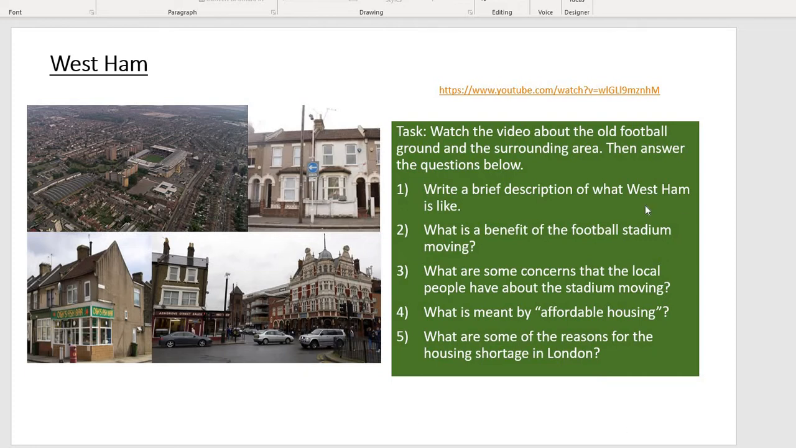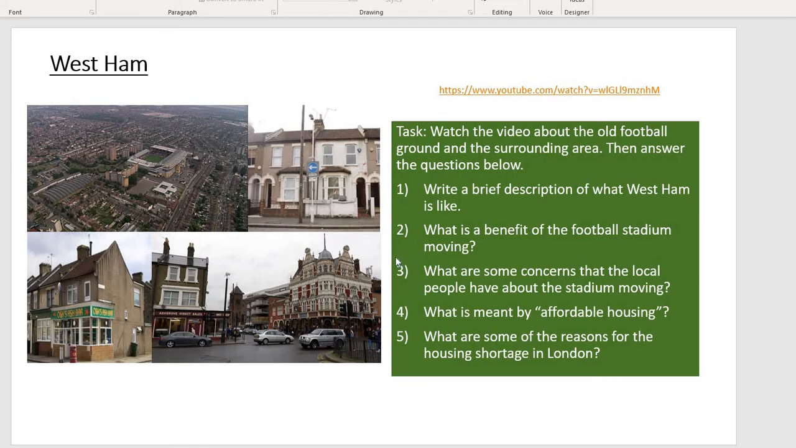So for question 2, one of the men that they were interviewing said that he thought it would be better with the football stadium moving because it would reduce the congestion and it would reduce how busy it was in the local area. And certainly if any of you live near a football stadium or you go to see the football regularly, you'll know that it gets really, really crowded on the streets and on the roads when the football is on. So you can understand if that man lives in that area why he feels that way.